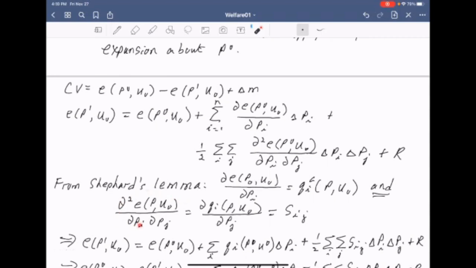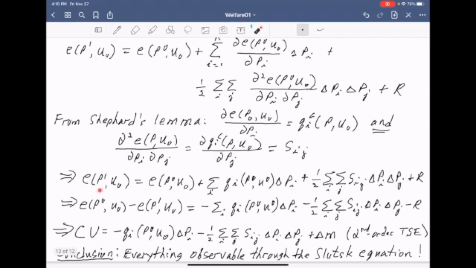So we just write this second derivative of the expenditure function with respect to Pi and Pj is equal to the partial of the compensated demand function with respect to Pj, and that's simply our Sij vector, or matrix. So then we can rewrite that expenditure function at P1, U0 around a Taylor series expansion of this around P0 is this result here.